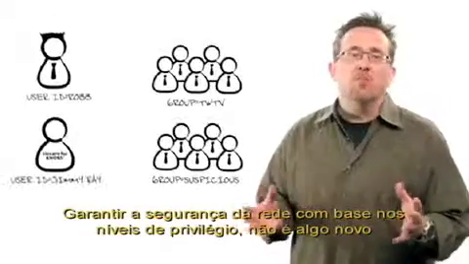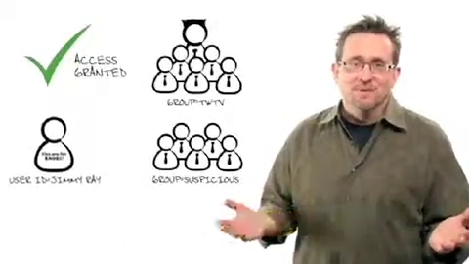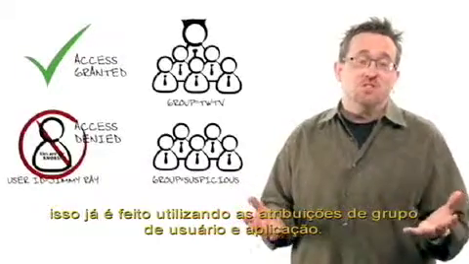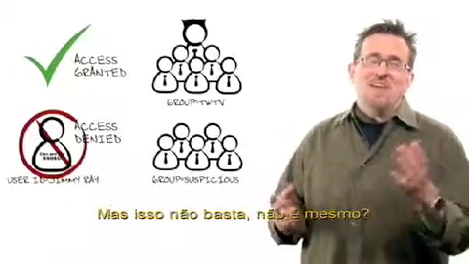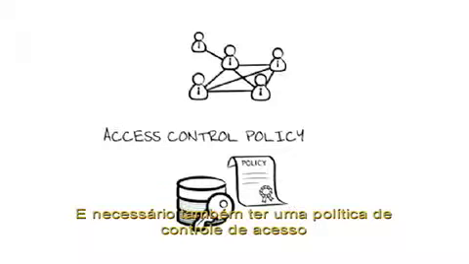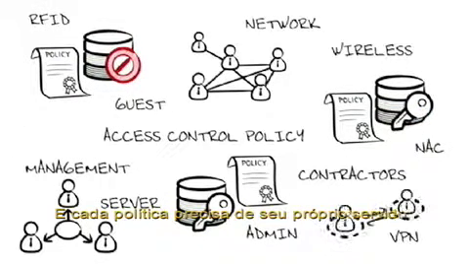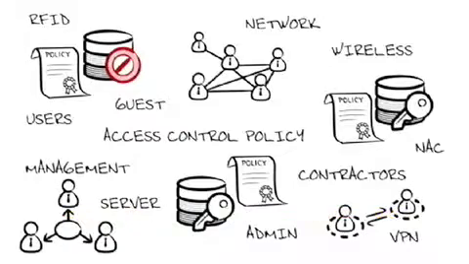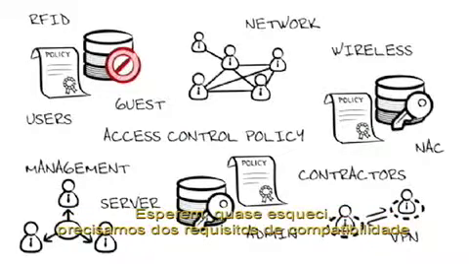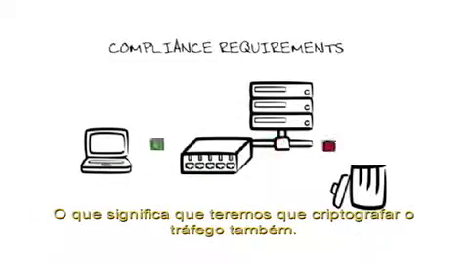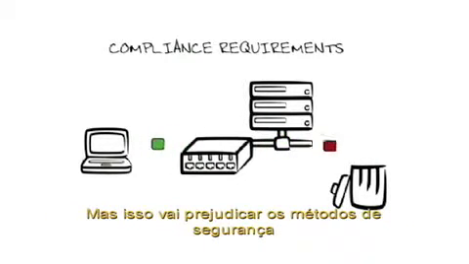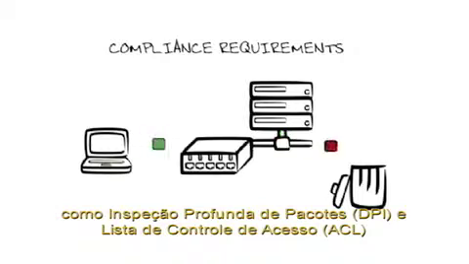Securing a network based upon privilege level is certainly nothing new. I mean, we've historically done this with applications and user group assignments. But hey, that's never enough, right? We also need an access control policy, and then each policy needs its own server, of course, so now scalability gets out of control. Wait a minute, I almost forgot. We need to add compliance requirements, which means we're going to need to encrypt the traffic as well, but that's going to cripple existing security methods like deep packet inspection and access control lists.